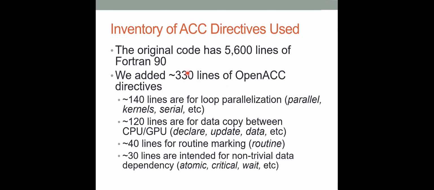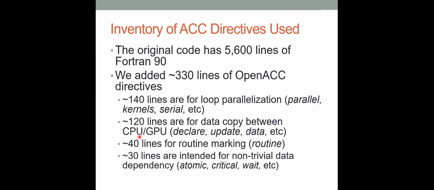Within these 330 lines, 140 lines are used for loop parallelization, like ACC parallel, ACC kernels, and ACC serial. And the other 120 lines are used for data copy between CPU and the GPU, so the ACC declare, ACC update, and ACC data. Even though we are using NVIDIA Unified Memory Management, we still need to copy data between CPU and the GPU because these are used in Fortran modules. So those are global data, those are not allocated on the heap.